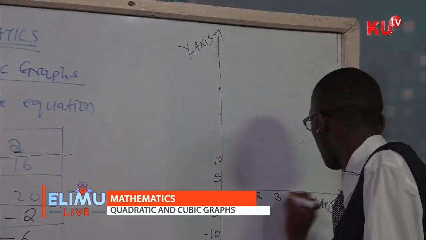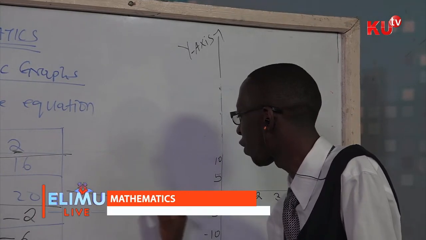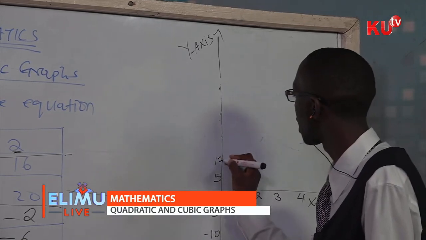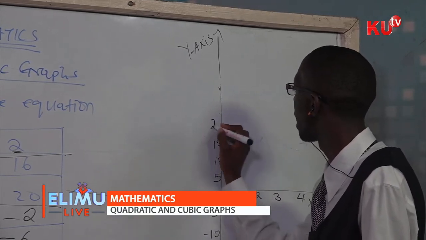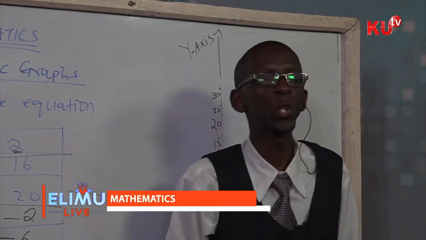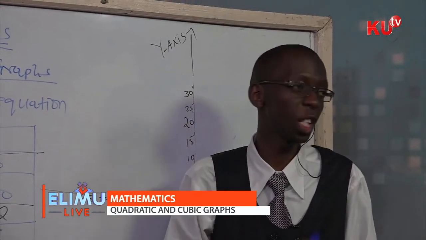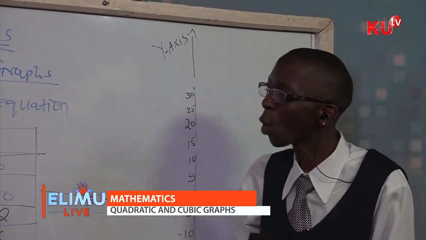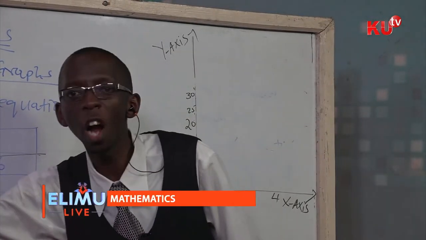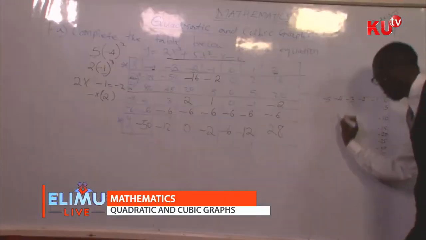Because the values of x are ranging from negative 4 to 2. So we can say 1, 2, 3, 4, negative 1, negative 2, negative 3, negative 4, negative 5. And here we have 10, 15, 20, 25, 30. Now you can use your values of x and the values of y that you got in your table to plot your graph. When x is negative 4, what is y?